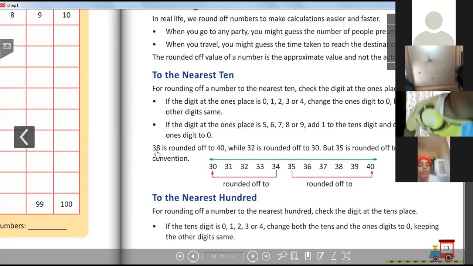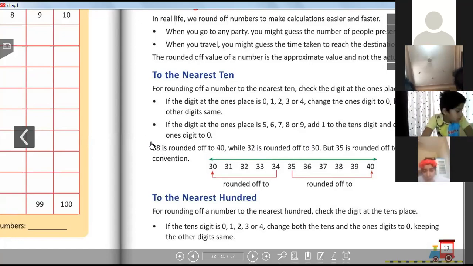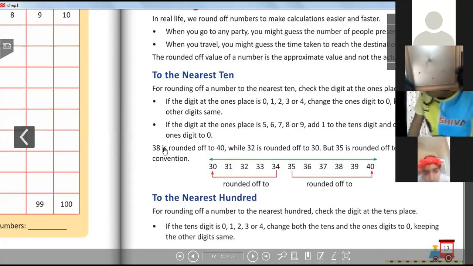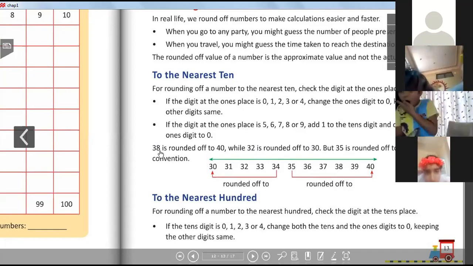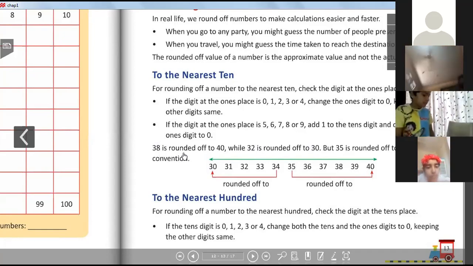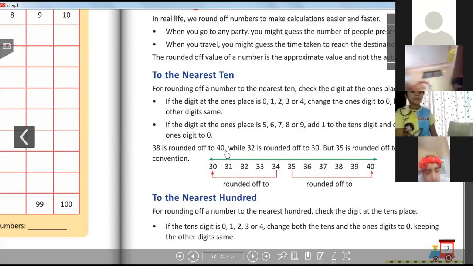Here I am having another number, 38. So the digit at the ones place is 8, means greater than 5. So I'll add 1 to the tens digit and I'm going to change the digit at the ones place to 0. So 38 is rounded off to 40. I hope, children, that you are getting it.